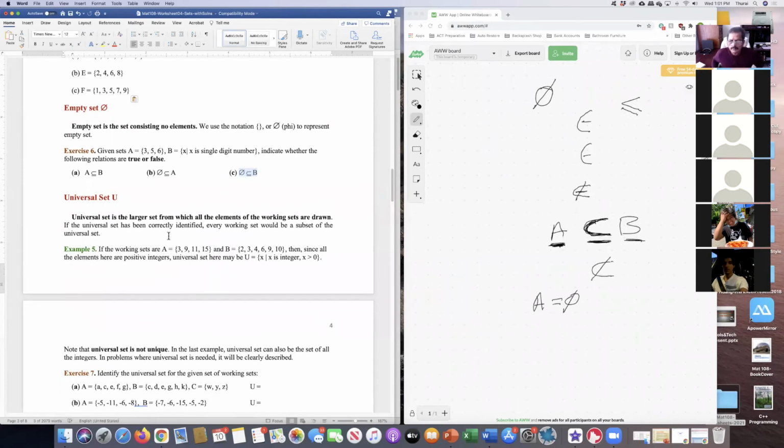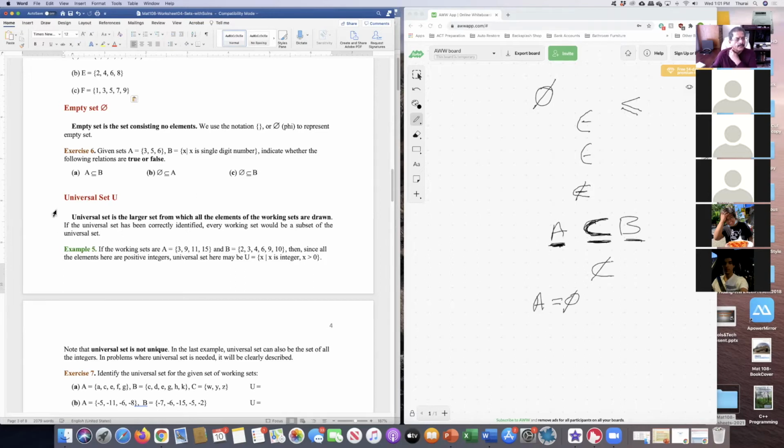Can you explain the difference between phi being the subset of A and then not being of B? I didn't say not subset of B. I said it is subset of B. Oh, I thought you didn't. I'm sorry. Phi is a subset of every set we deal with, because it has nothing in it.